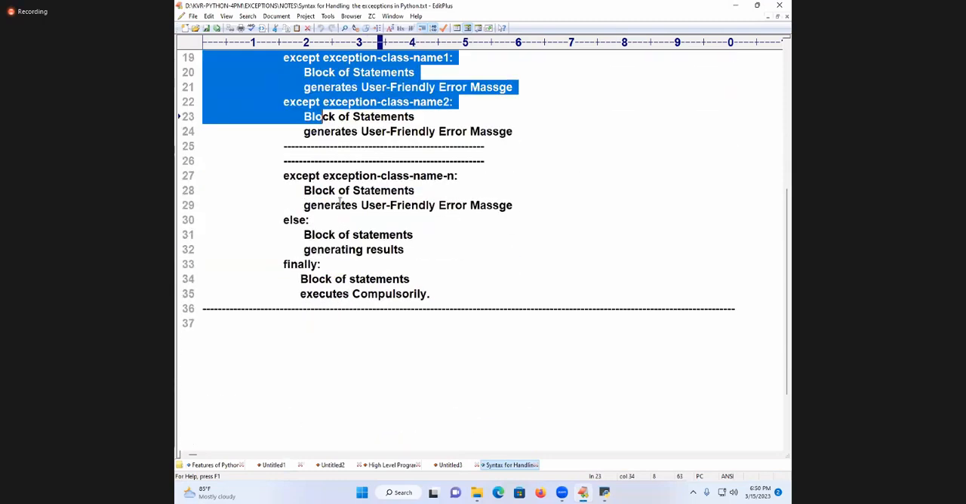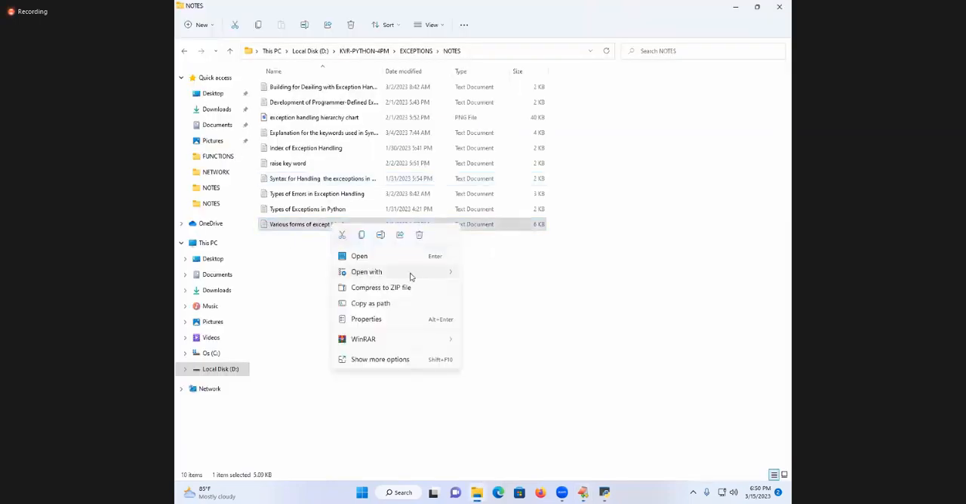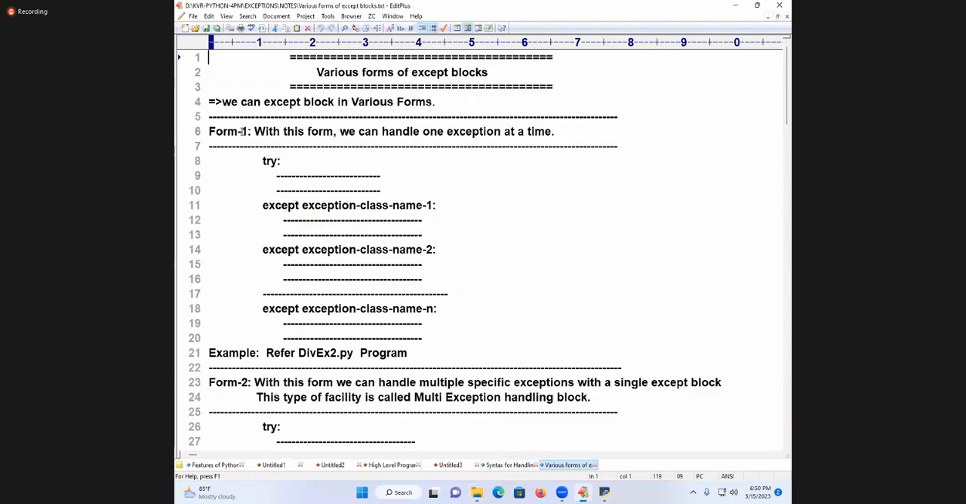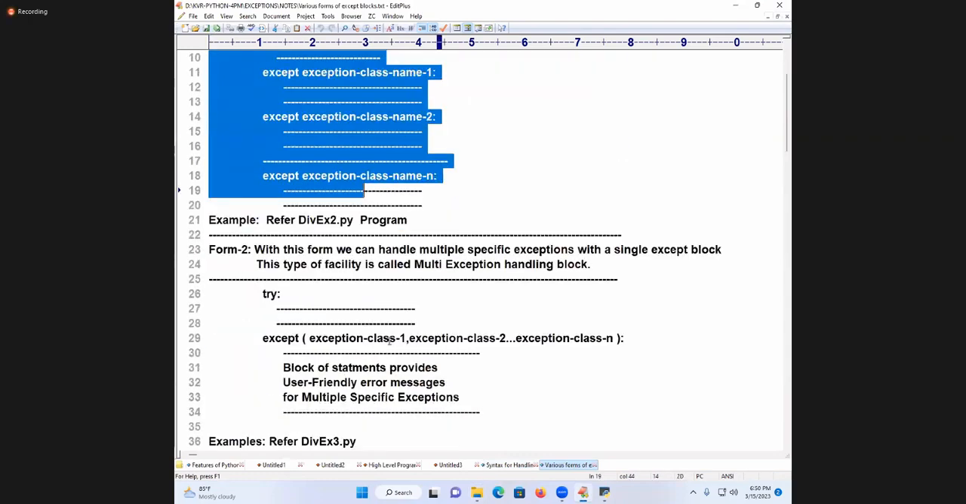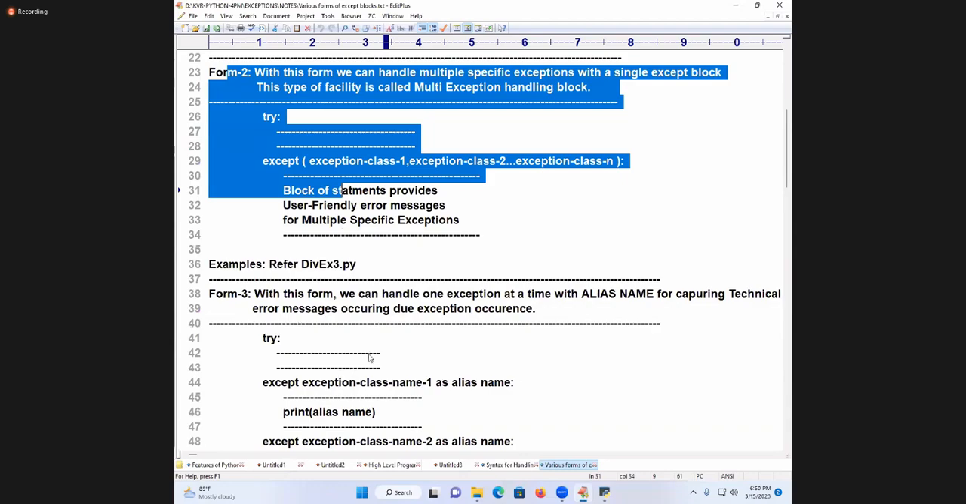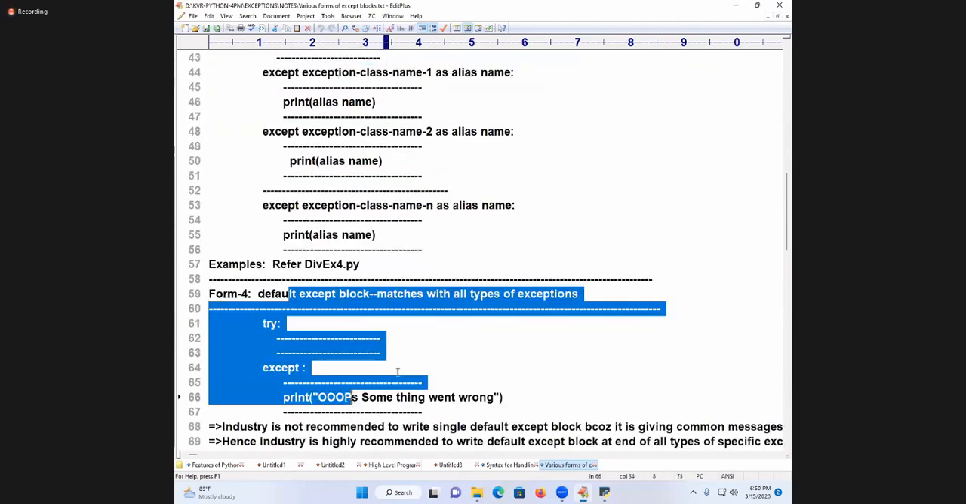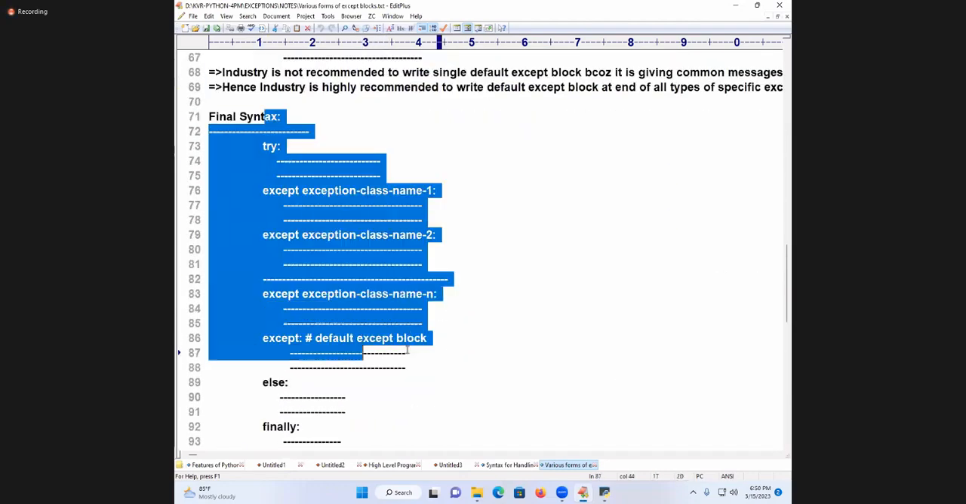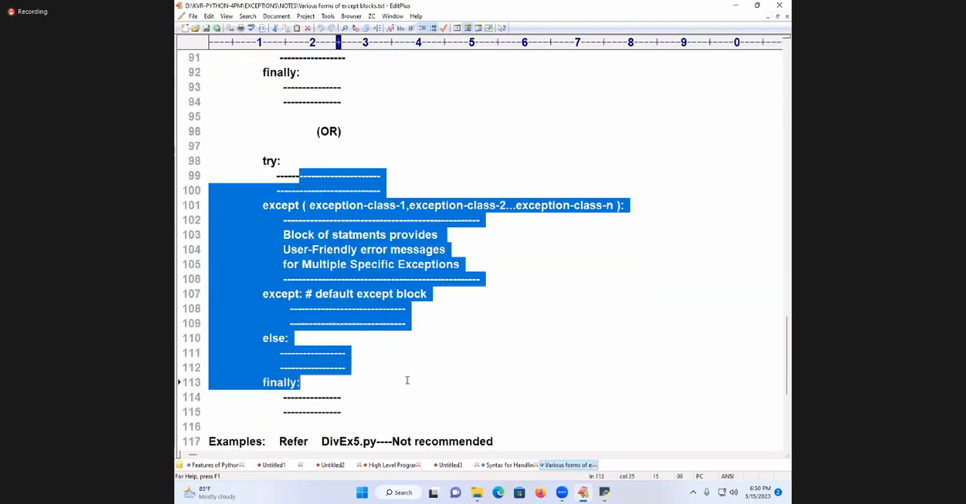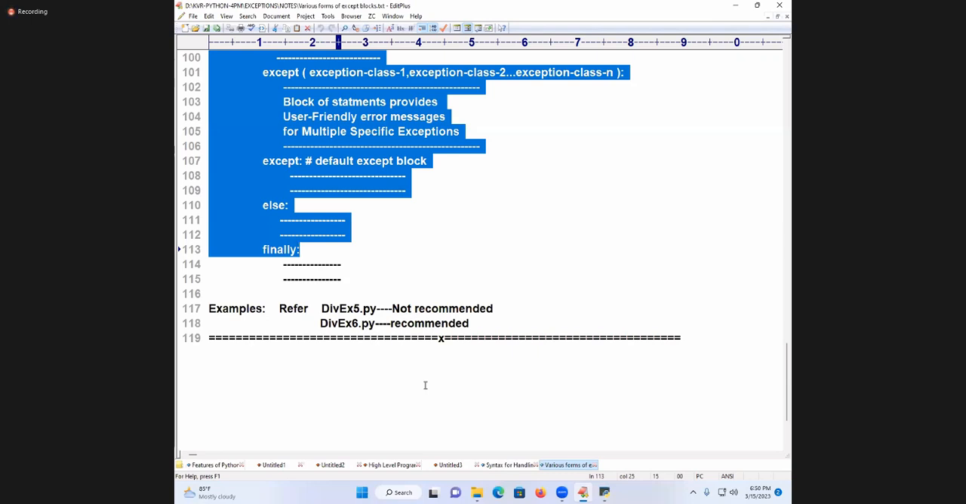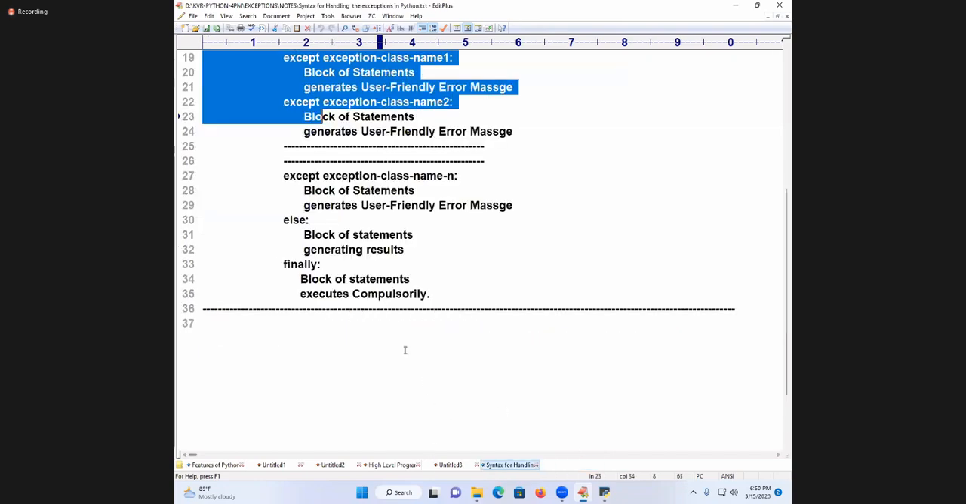See the syntax here, and another syntax I will open. How many syntaxes am I going to tell you? Form 1 syntax, Form 2 syntax, Form 3 syntax, Form 4 syntax, and the final syntax. There are 2 final syntaxes in real time. All those things we will discuss from the real-time point of view. Understand, students? So I'm going to conclude my sentences.